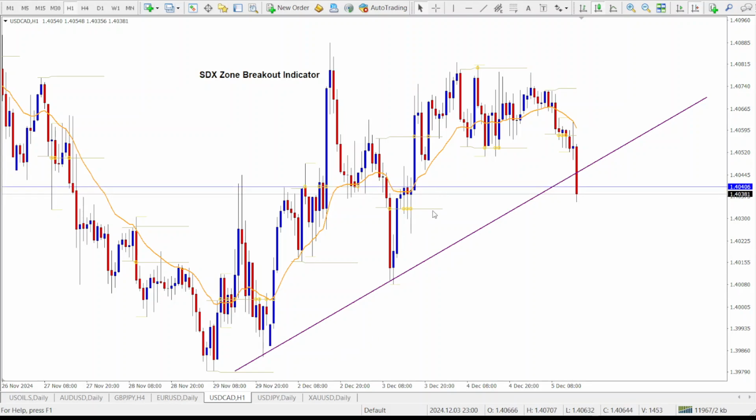All right, because someone might decide to trade breakouts. Someone might decide to just trade in the direction of the trend. Someone might decide to scalp. So your strategy depends on you basically. All right, but I'm just explaining a way that you can use the SDX Zone Breakout Indicator.